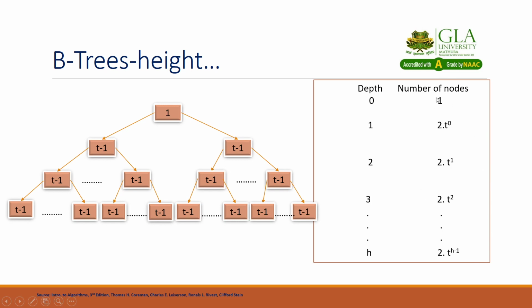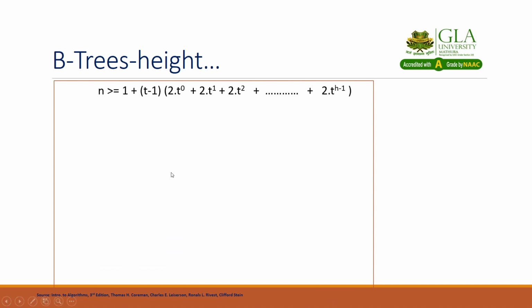So excepting the root node, we are going to multiply t minus 1 into 2, because at this level we have two nodes, and every node will have t minus 1 keys. So we will multiply t minus 1 into 2, t minus 1 into 2t, t minus 1 into 2t square, up to t minus 1 into 2t to the power h minus 1. Then we will find the summation. So here n is the number of keys, and the total number of keys is always greater than or equal to 1.